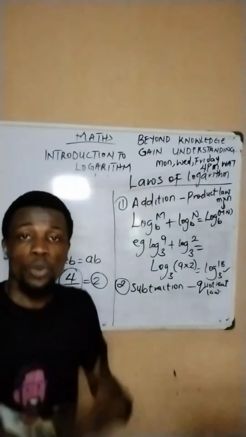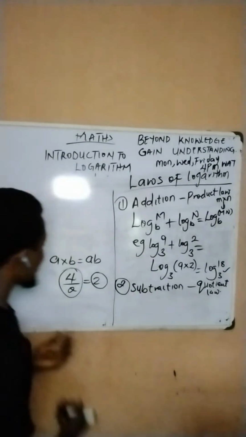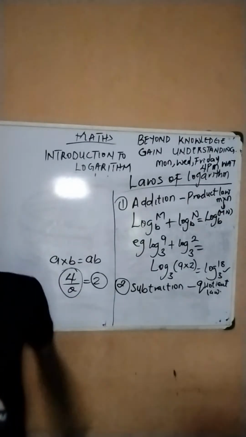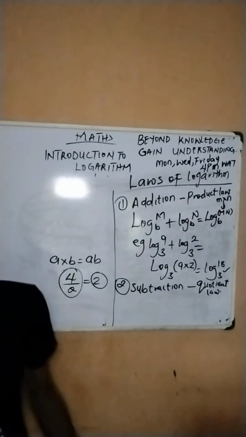So what is quotient? Quotient is the result you get after you perform a division operation. That is what quotient is all about.